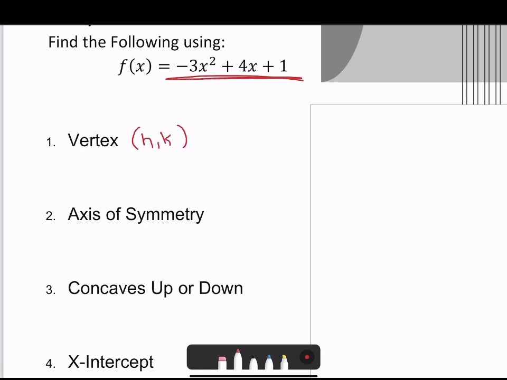I'm looking for your vertex. The vertex is going to be the negative b over 2a. So negative b, my b value is 4, over 2 times negative 3. So that's going to be negative 4 at the top and negative 6 at the bottom. I do have a negative over a negative, so it turns into a positive. And then the 4 over 6 reduces into 2/3. Okay.